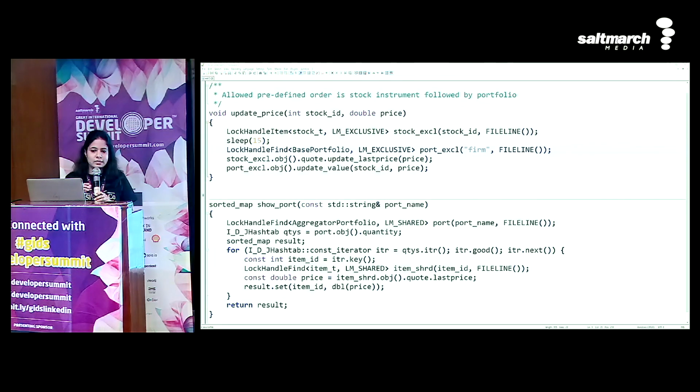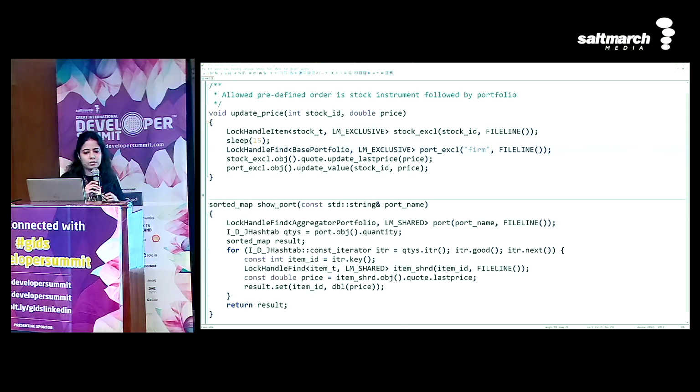In the next example, we'll try to simulate a deadlock. Now, as we learned earlier, for the purpose of a deadlock, we'll need two transactions. So the first transaction remains the same as our first example. However, we have introduced a second transaction. The second transaction shows portfolio details.